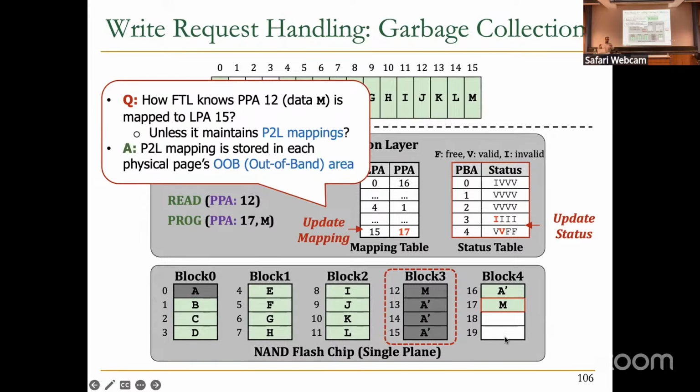In each flash page, we have some out-of-band area, which is used for some metadata. That part actually can be used to store the logical address, which is mapped to that physical location. So when we read from physical page address 12, we can also get the logical page address from that because it's already stored. Okay, makes sense?